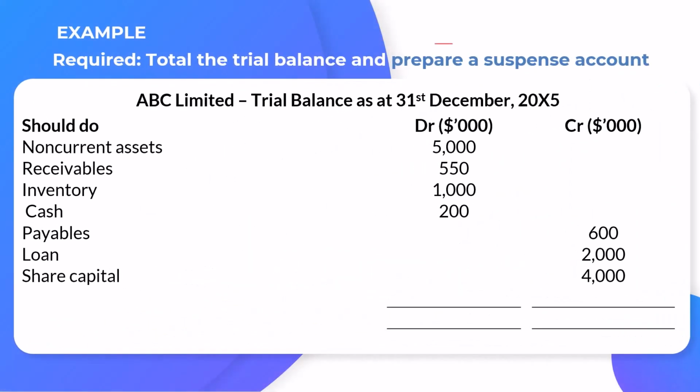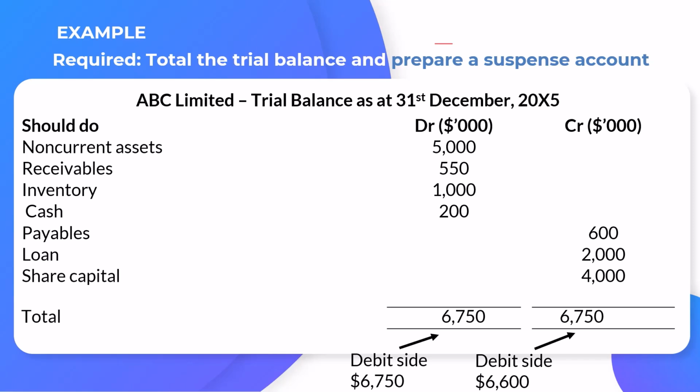To begin with, we'll try and balance a trial balance. So we've got this trial balance and we've been asked to total the trial balance and prepare a suspense account. This is what you would normally do when preparing the suspense account at trial balance stage. If you haven't seen how to prepare a trial balance, I would recommend you watch the previous videos where we prepared the trial balance. But what you will see from this trial balance is that the debit side is 6,750, the credit side is 6,700.